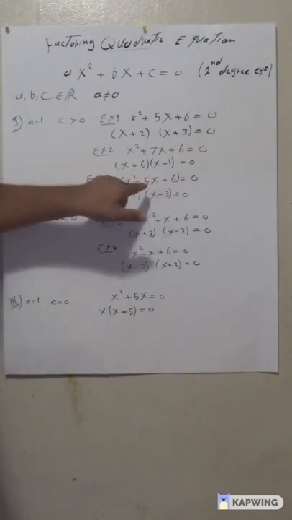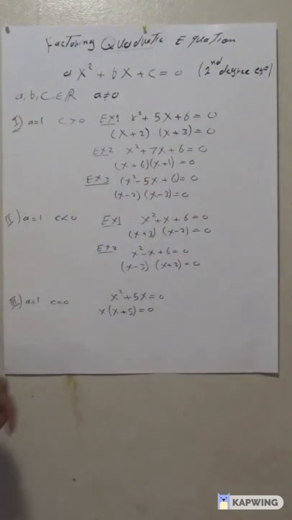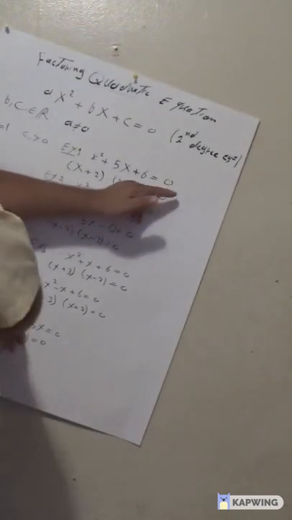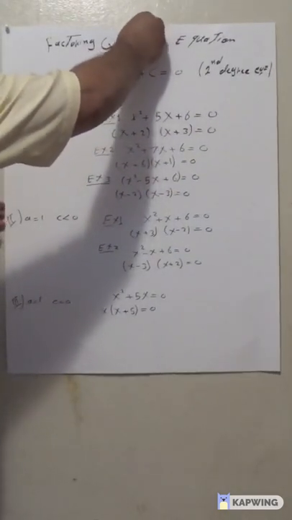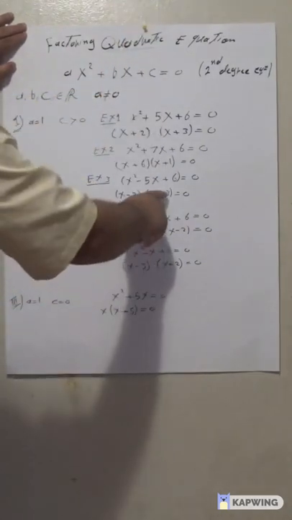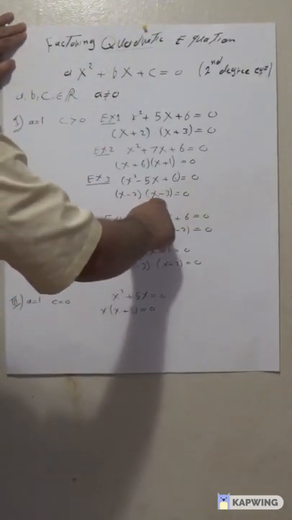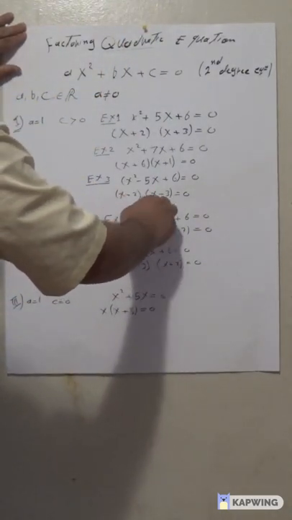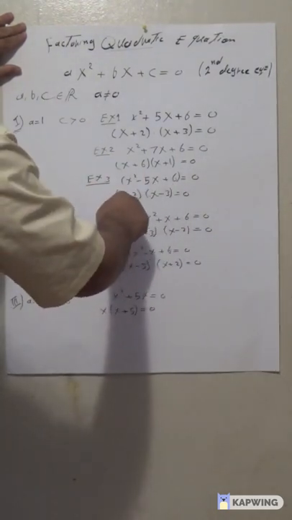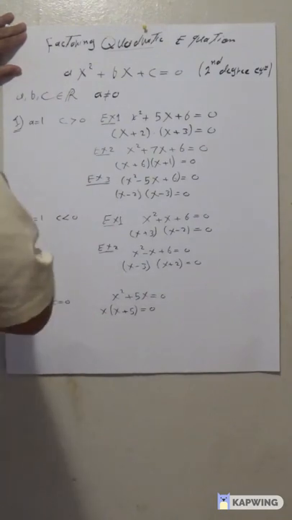But the problem is, the middle term is negative, so in that case, the multiplication of two negative numbers will be positive, and the addition of two negative numbers will be negative. So in that case, the two numbers will be negative 3 times negative 2, or negative 2 times negative 3, which is 6. The cross terms are negative 2x and negative 3x, that will be negative 5x.